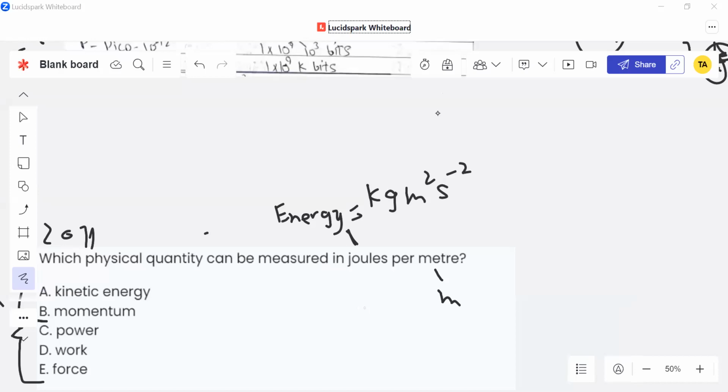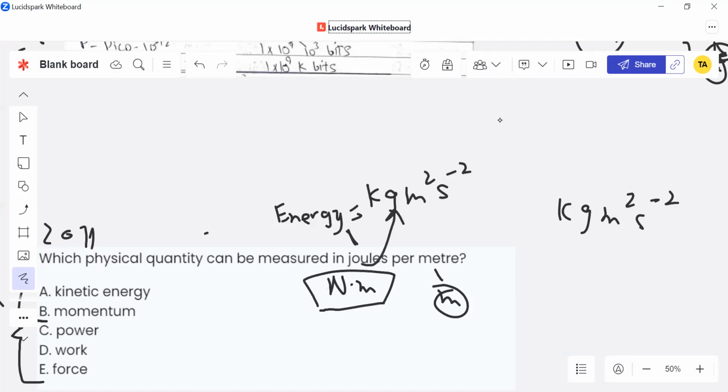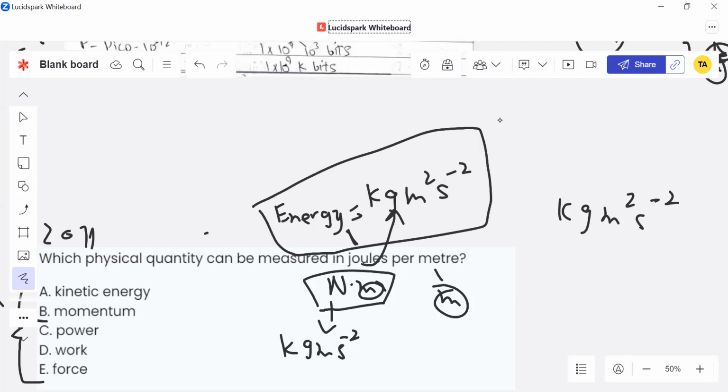People are saying E as the answer. So kg m2 into s negative 2 into meters, joules per meter. It's joules per meter. That means, wait. Let's rewind. Joules is energy, right? Energy is force into distance, Newton meter. And I get kg m2 s negative 2 from here, right? This is Newton is force. Force is kg m s negative 2. You have to memorize this as well. Multiply this by meters, and you get kg m2 s negative 2 as the unit for energy.